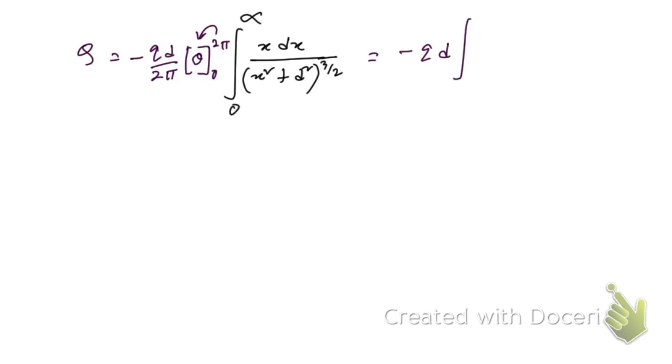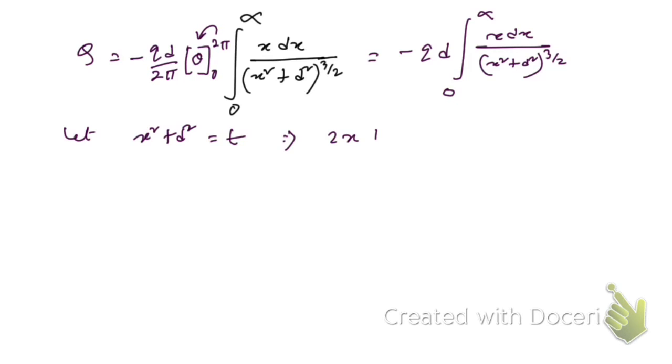getting this, integration 0 to infinity x dx divided by (x square plus d square) whole to the power 3 by 2. Now let us suppose x square plus d square is t. If we differentiate both sides with respect to x, then what we're going to get is 2x plus 0 is equal to dt by dx, so dt is equal to 2x dx, or you can say dt by 2 is x dx, right?